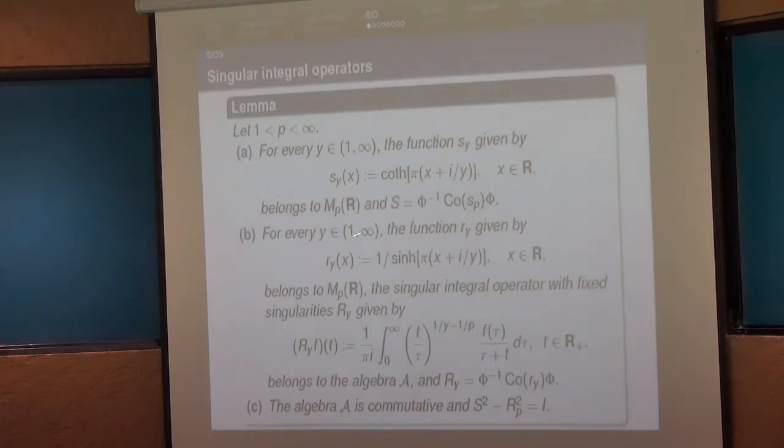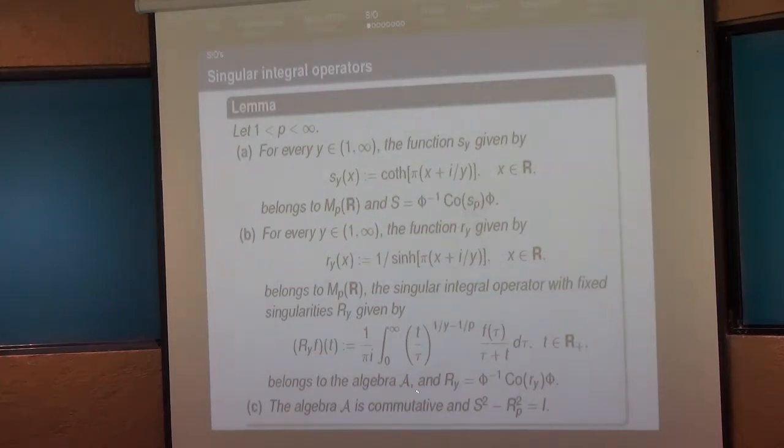For every y in such an interval, the function R_y, defined by the following formula, also belongs to the class of Fourier multipliers. And the singular integral operator now has a fixed singularity at 2 points, 0 and infinity. It's given by the following formula. For the simple situation, this equals 1 when y equals p, and instead of the Cauchy singular operator we have a difference here, but here we have a plus. So this symbol equals 1 only at the points 0 and infinity. So at other points, this operator is locally compact.